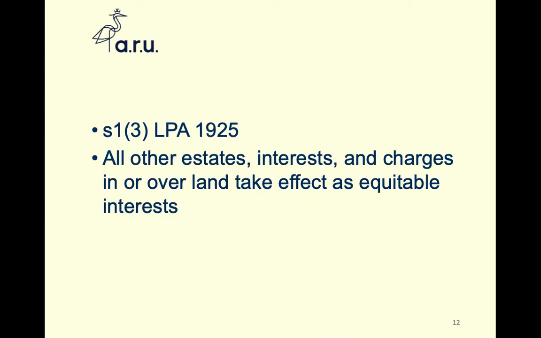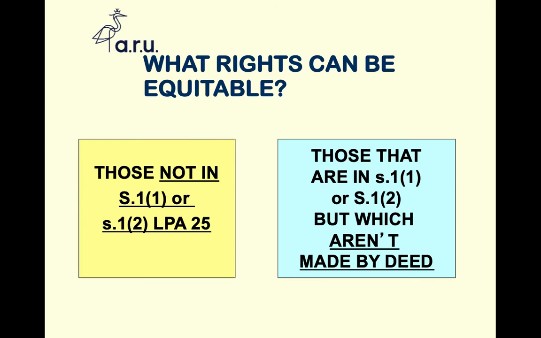What's next is that under section 1.3, everything else becomes equitable. So any form of other estate, like the life estate or the fee tail, or anything else that isn't a landlord, a bank, or wandering, then those types of interests or holds over land are always going to be equitable. So if we're thinking about what that means for us, if they're not in 1.1, the two legal estates, and they're not in 1.2, the five legal interests, then they're definitely going to be equitable.